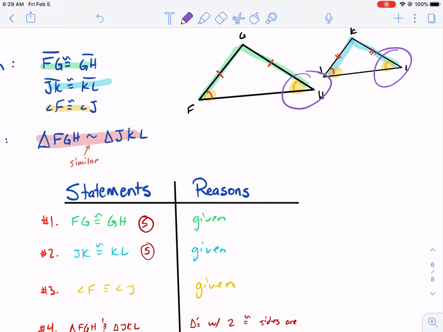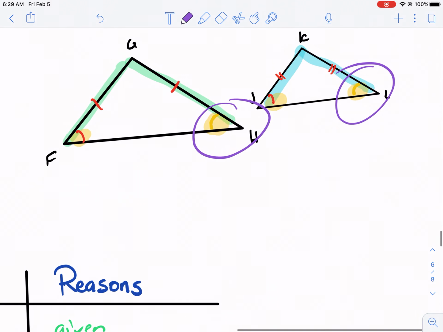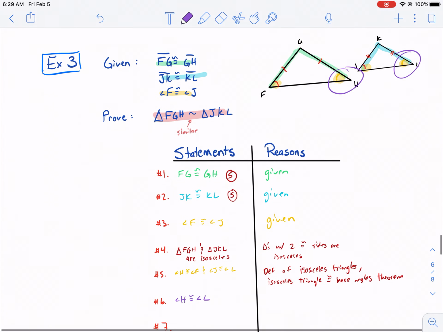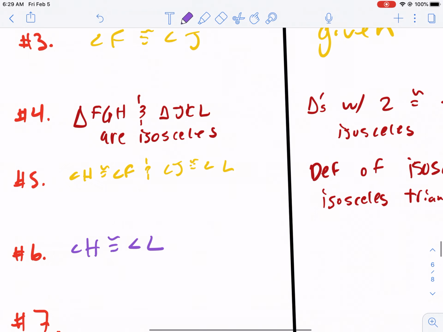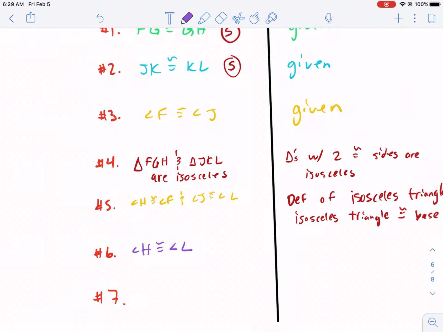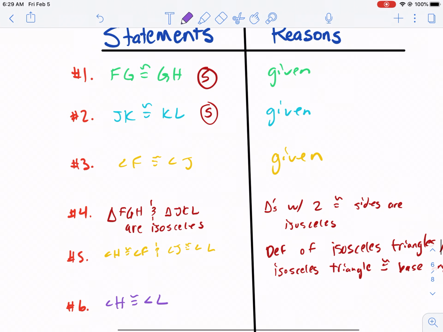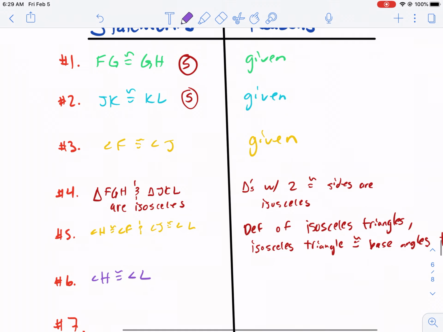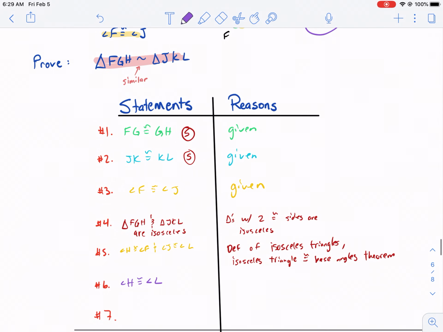We can say probably the law of syllogism here, because if angle H is congruent to angle F and angle J is congruent to angle L, and we already knew this, angle F is congruent to angle J, then it's the law of syllogism, okay? So it's just connecting one idea to another. So law of syllogism.